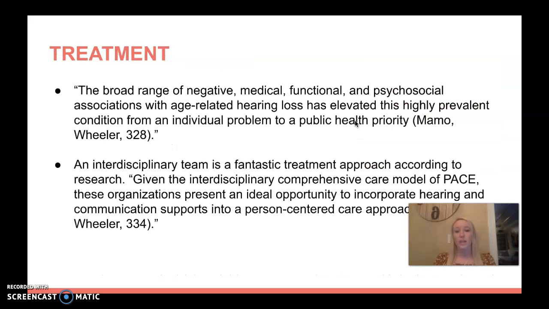The broad range of negative medical, functional, and psychosocial associations with age-related hearing loss has elevated this highly prevalent condition from an individual problem to a public health priority. An interdisciplinary team is a fantastic treatment approach according to research. Given the interdisciplinary comprehensive care model of PACE, these organizations present an ideal opportunity to incorporate hearing and communication supports into a person-centered care approach.